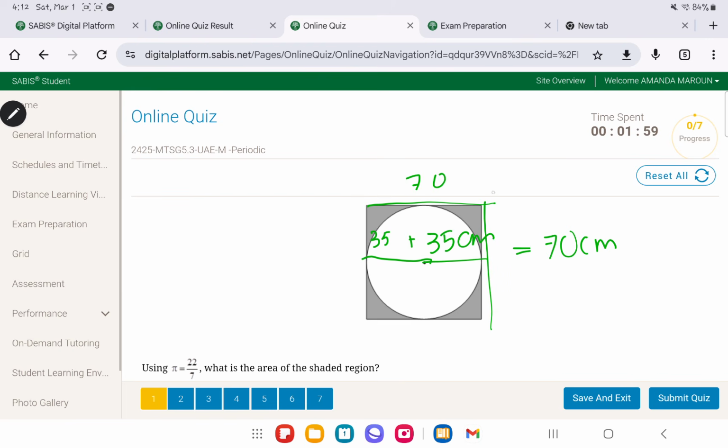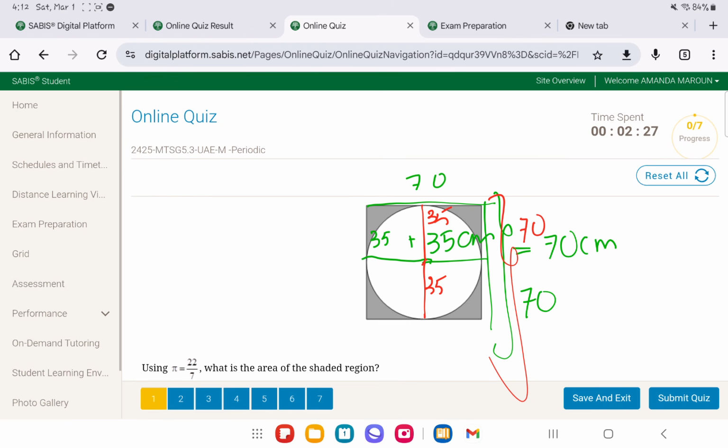And because it is a square, this side over here is also going to be 70 centimeters. Now, for those wondering, how do you know it is a square if it is not given? Very simply, you have a circle inside of this shape, and they said the radius is 35. So this is also a radius, it's also 35. So it's going to be 35 plus 35, which is 70. So both sides are of the same length, so it is a square. So the area of any square is side times side, that is 70 times 70. Now, this is the area of the square minus the area of the circle.